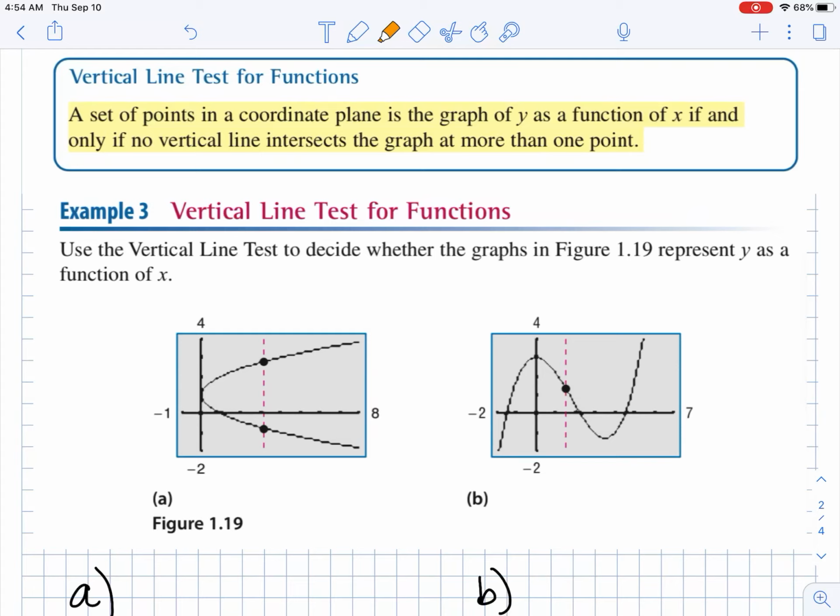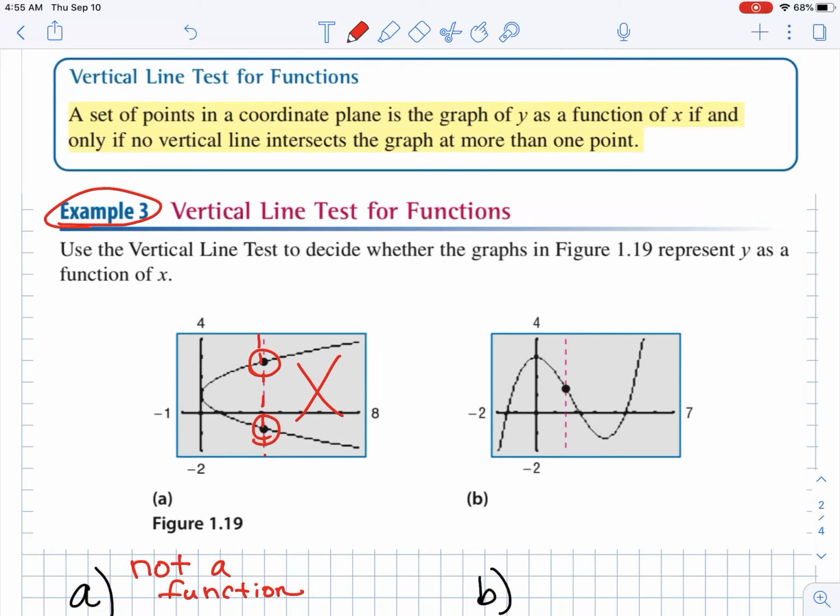So one of the ways that we can test to see quickly if something is a function is when we're given the graph, we literally draw a vertical line anywhere on the graph, maybe multiple times, and if it hits it more than once, it's not a function. If it hits it only once, then it is a function. So that's our vertical line test. We can see here in example 3, we're using the vertical line test to see if this is a function. And we can see the line that they drew in here, it hits it twice. So because it hits it twice, we know this cannot be a function. So we know that figure A is not a function.